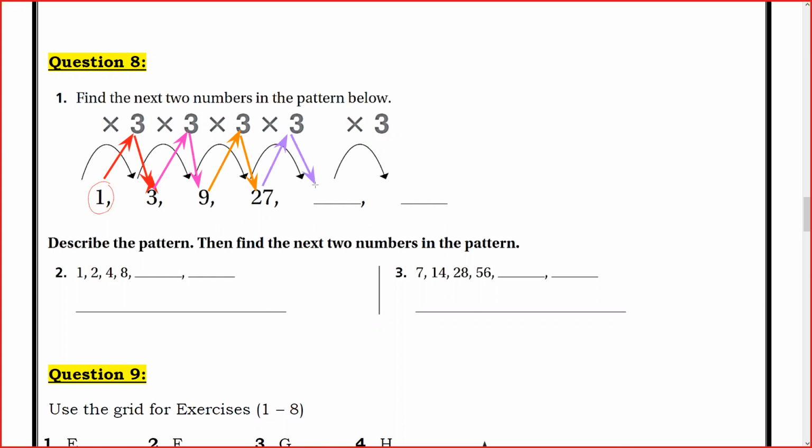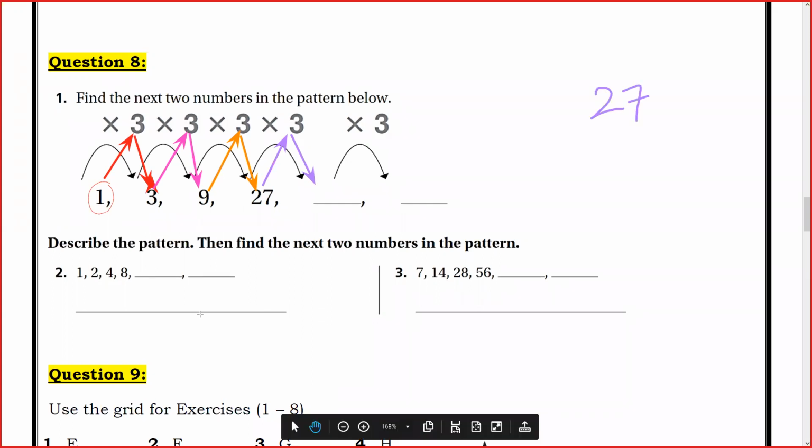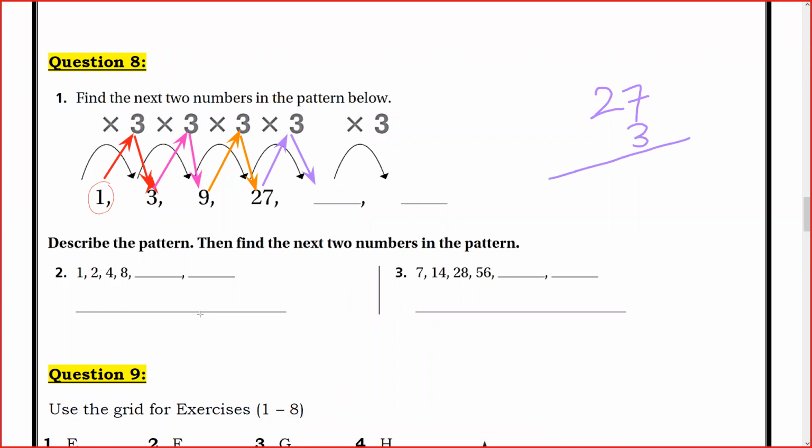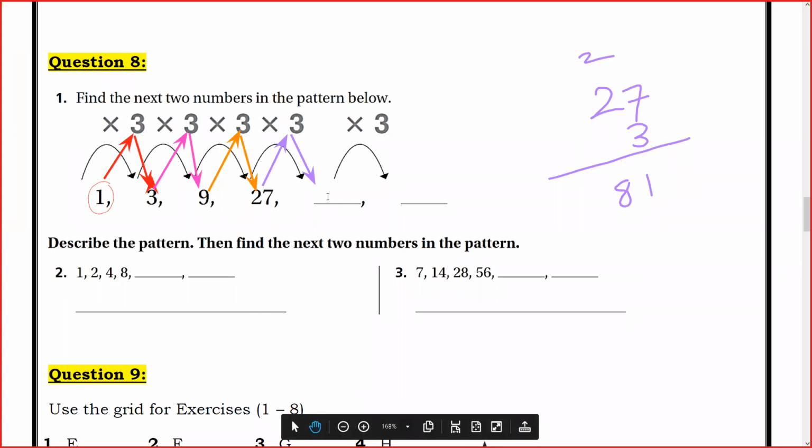30. No, not added. Multiplied. You have to multiply 27 times 3. 3 times 7, 21. 3 times 2, 6 plus 1, 7, sorry, 8. So the answer will be 81. Yes. 81. Exactly.